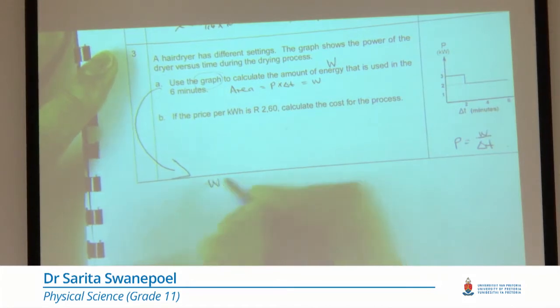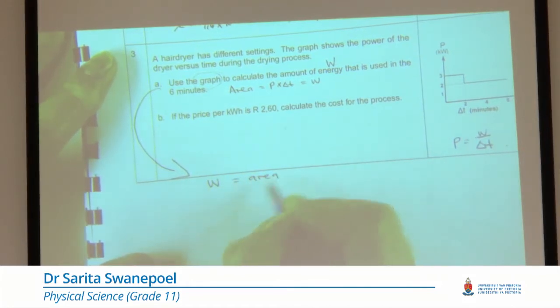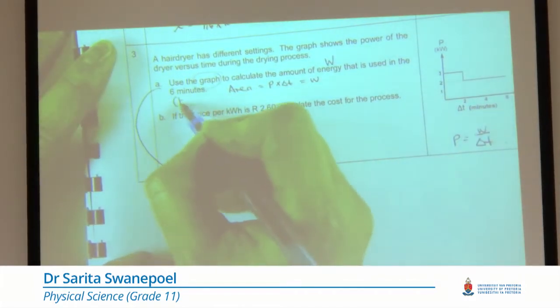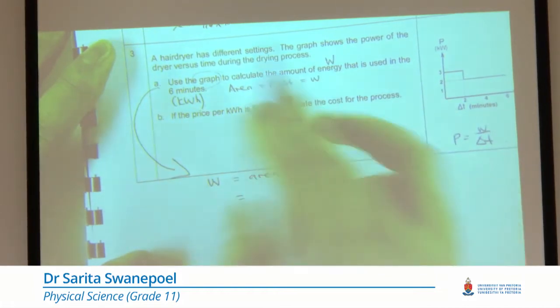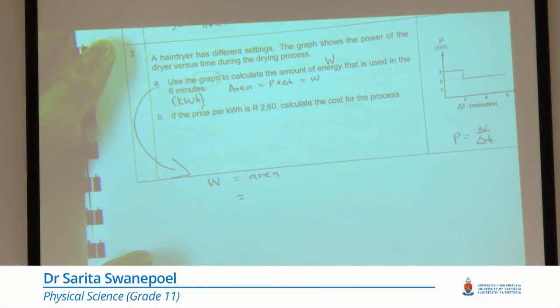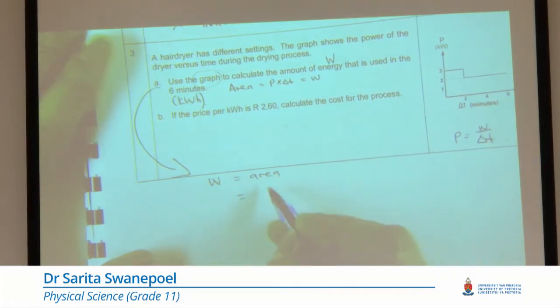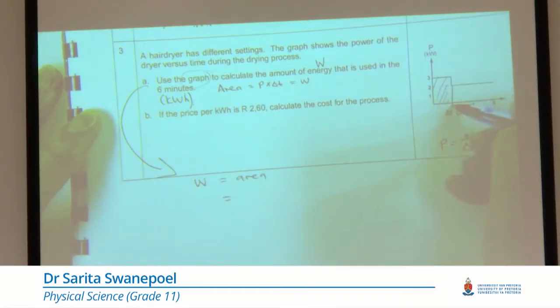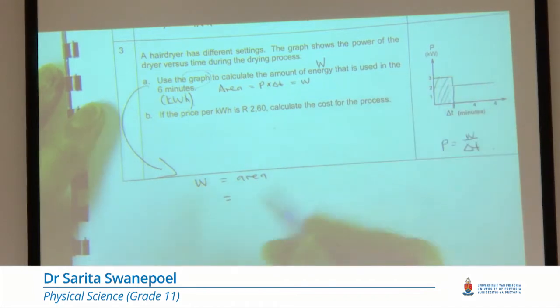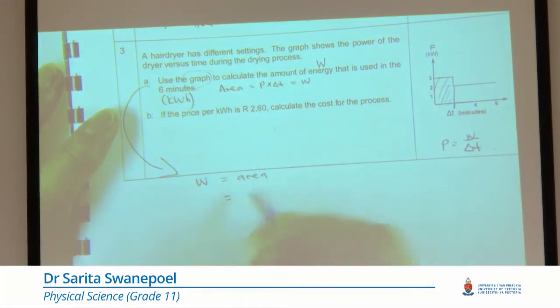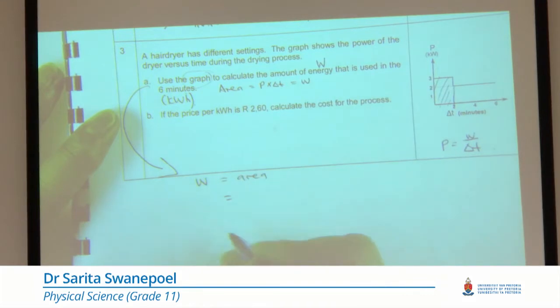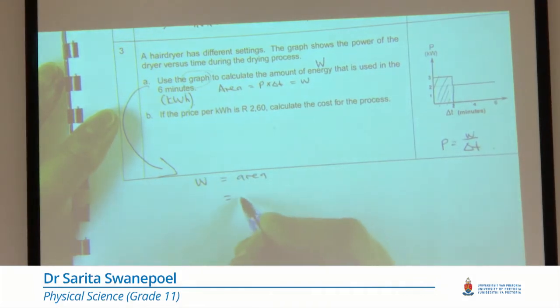Okay, so I want W, and I'm going to do the area under the graph in order to get that. But I want to make it more difficult. I want it in kilowatt hours so that I can work out the cost in the next one. So we have to do it in kilowatt hours. It's the area under the graph. First I'm going to do that part of the graph. That is a nice rectangle, so it will be 3, and just remember it is kilowatts. What unit should I use? Kilowatts, so 3 kilowatts.